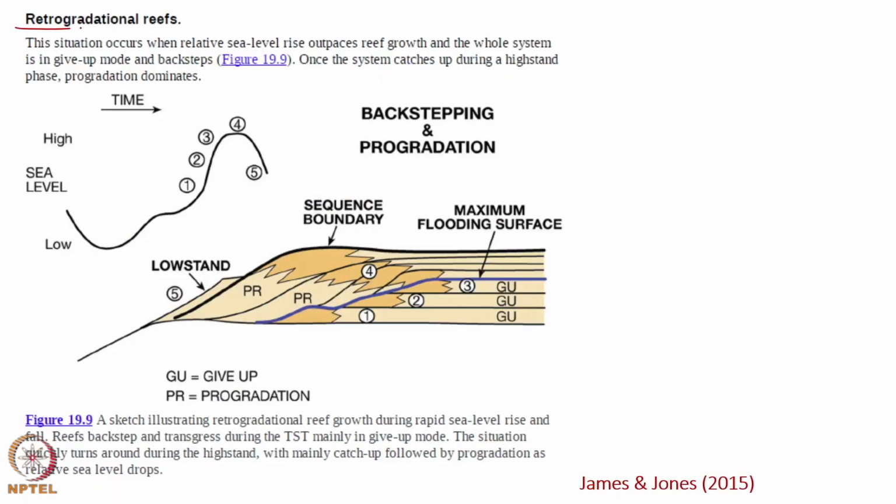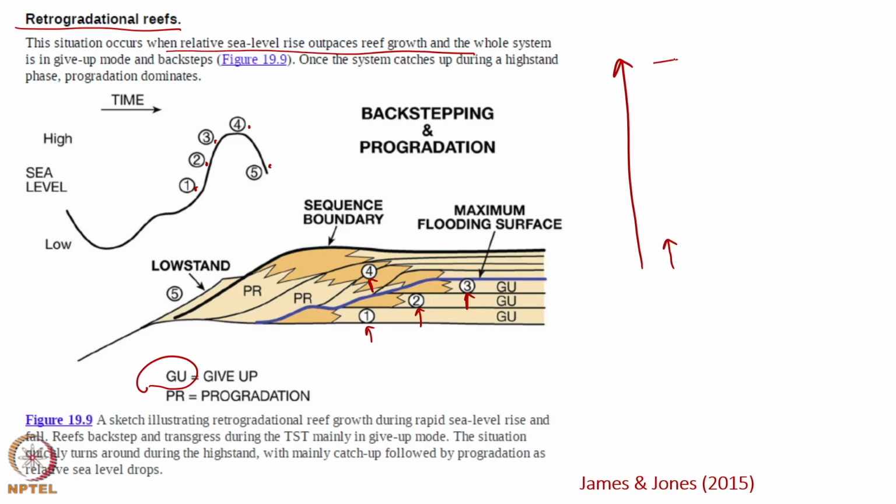Let us look at the retrogradational reefs. Here we are going to see 4 instances, 1, 2, 3 and 4, and these are those spots within the relative sea level change curve. Here we get only the give up reefs at the bottom. What happens in this case? Relative sea level rise outpaces the reef growth. The relative sea level rise is very fast and the reef cannot grow so fast.